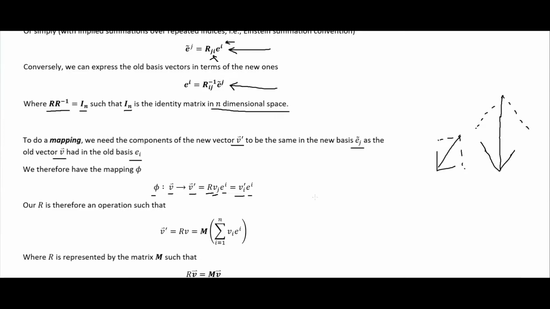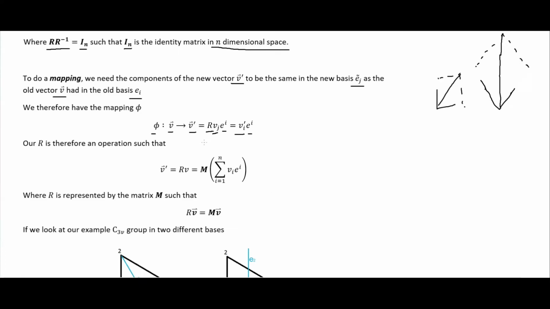I thought I needed to flip some indices, but I shouldn't have to, because we are not going into the dual space here. But anyway, our R is therefore an operation such that our primed vector is equal to the operation on the unprimed, and this should be a vector right there. And then that's equal to this M here, which is a matrix, such that our symmetry operation, whatever you want to call it, on the vector is equal to the matrix being operated on the vector there.